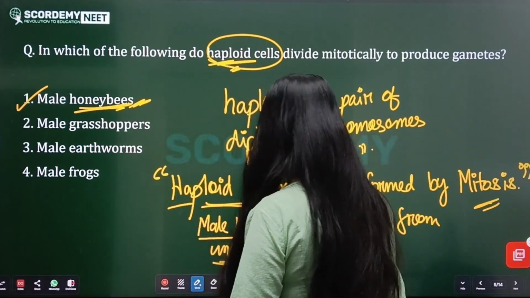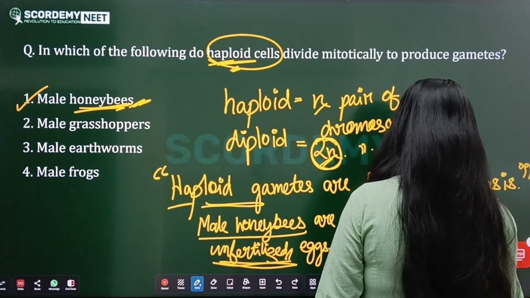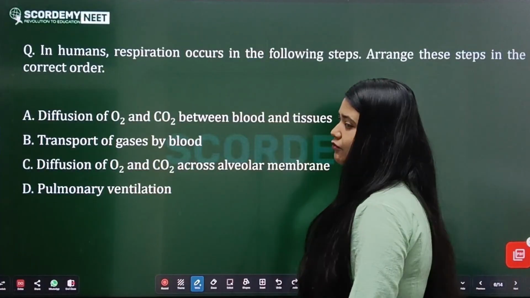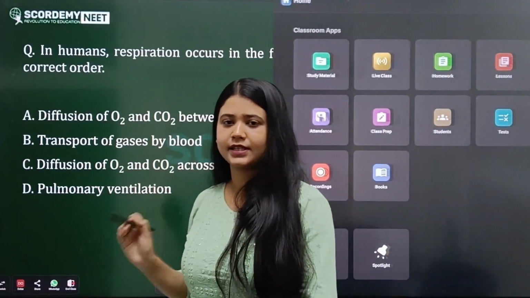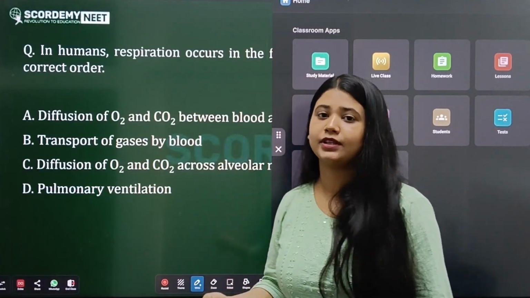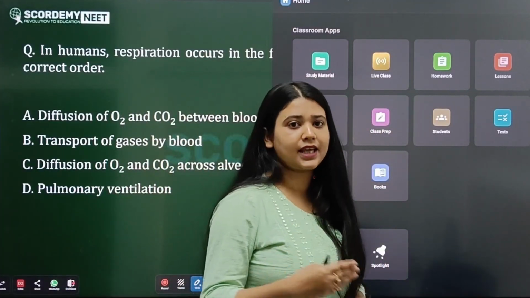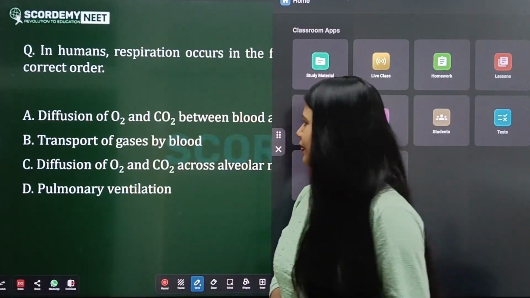Again, this was a very easy question, directly NCERT based, so you do not need to waste much time on these kinds of questions. You should be able to solve them in less than 30 seconds, so that you can utilize your time for solving other difficult questions or for your physics and chemistry section, isn't it? Okay.